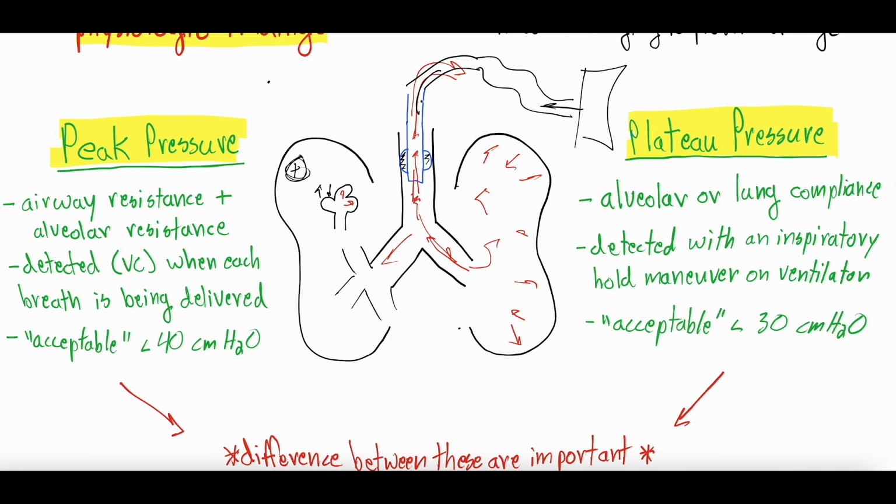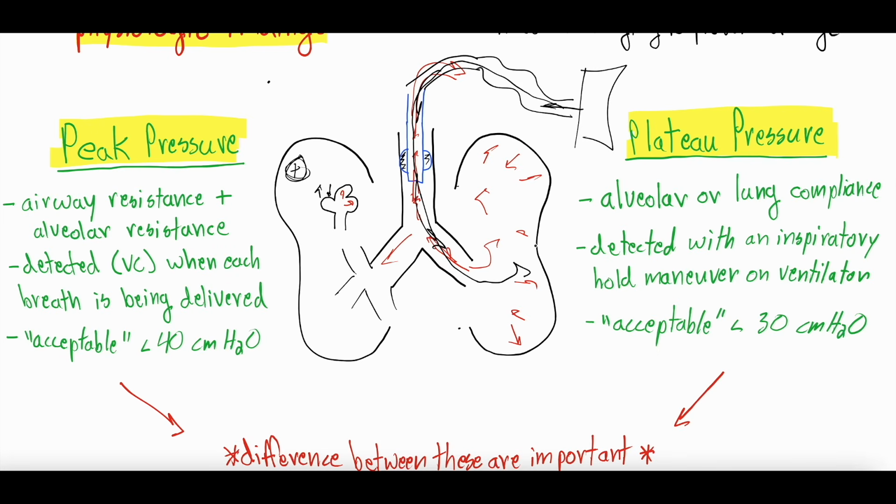From the tubing to the endotracheal tube, there's this balloon that causes a seal into the lungs. So when this ventilator delivers a breath, the breath travels through the tubing, through the endotracheal tube, through the bronchi, and into the lung tissue.